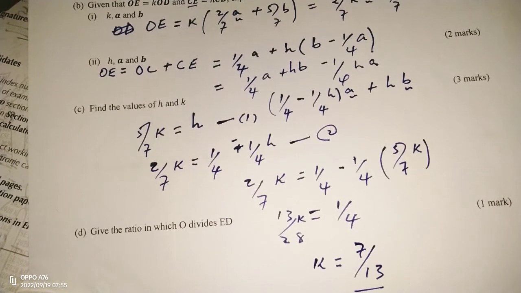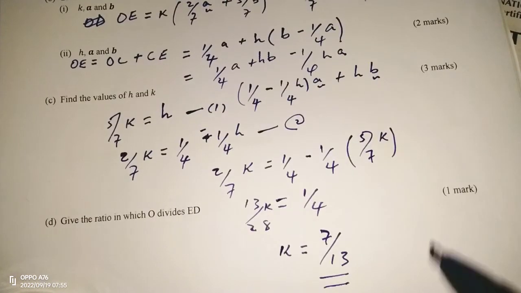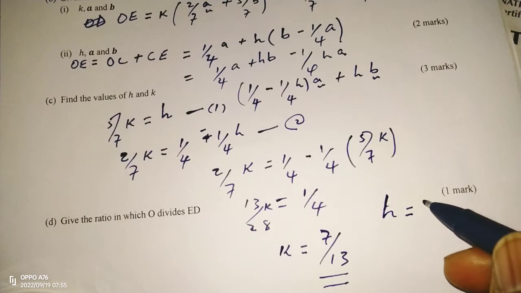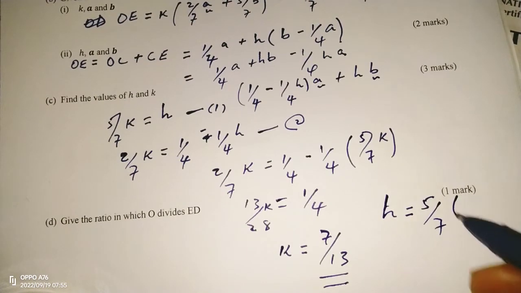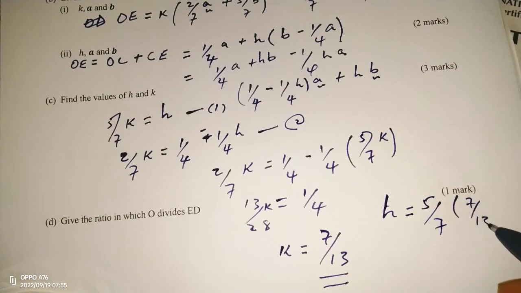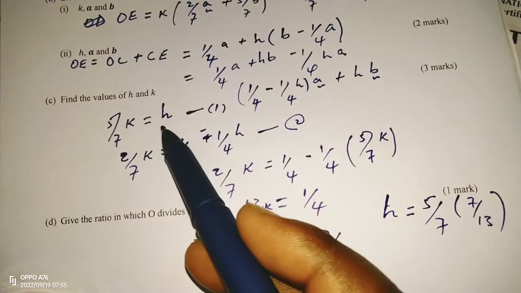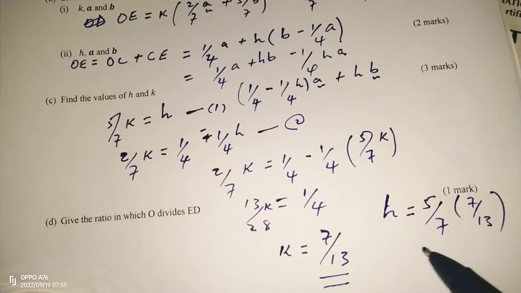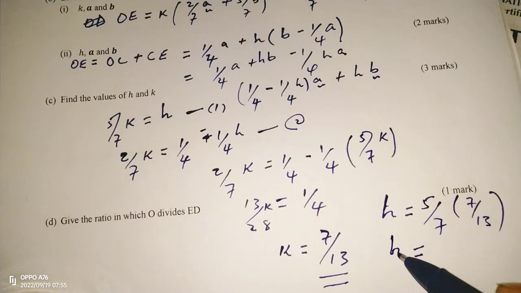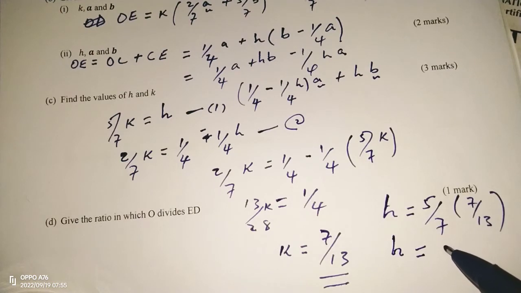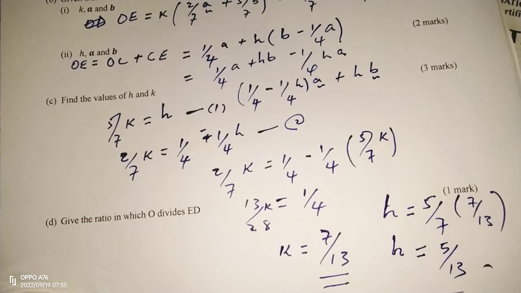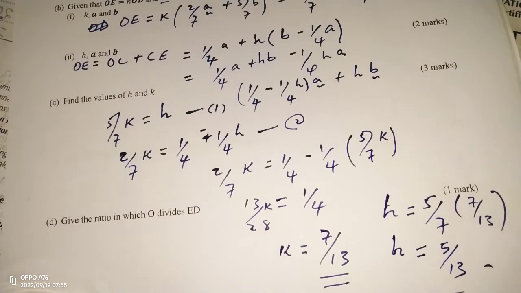This means that H can now be obtained. According to the first equation, H is 5 out of 7 times the value of K, which is 7 out of 13. So H is equal to 5 out of 7 times 7 out of 13. The 7 will simplify, and H is going to be 5 out of 13. That is the last constant.